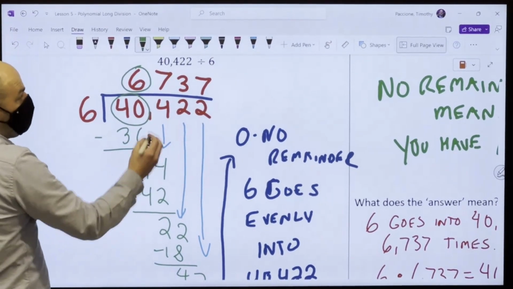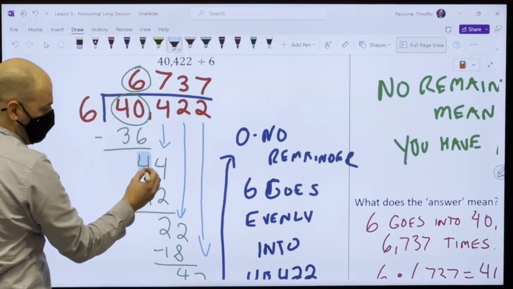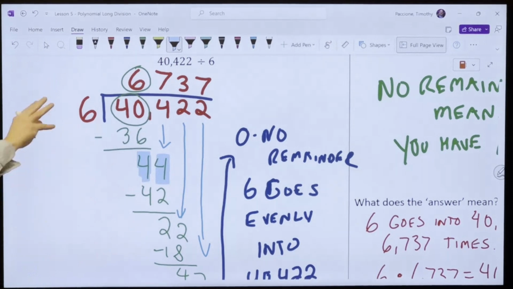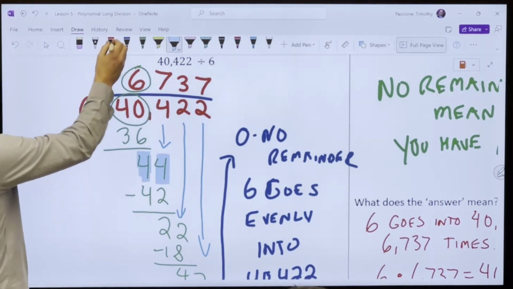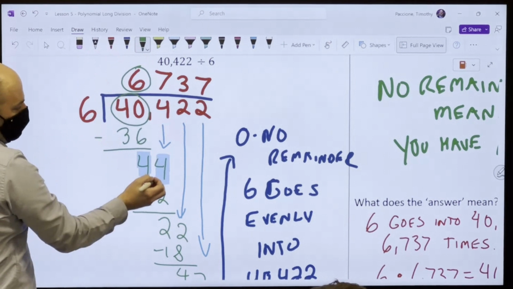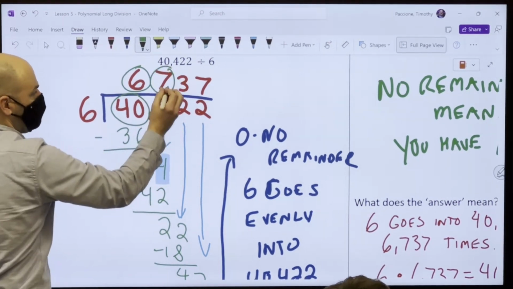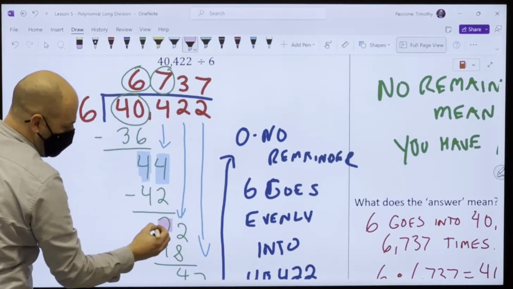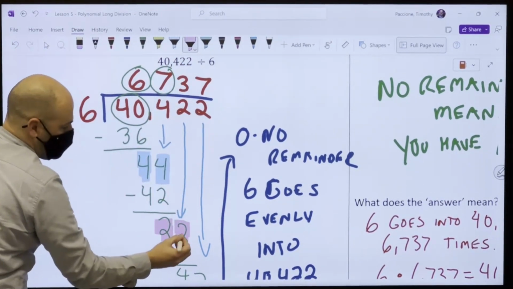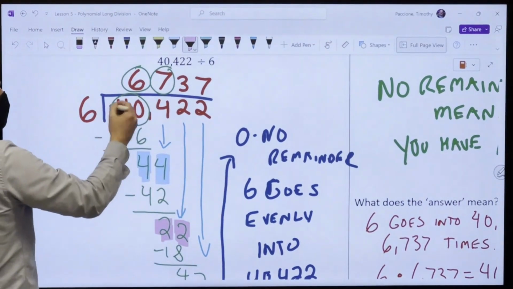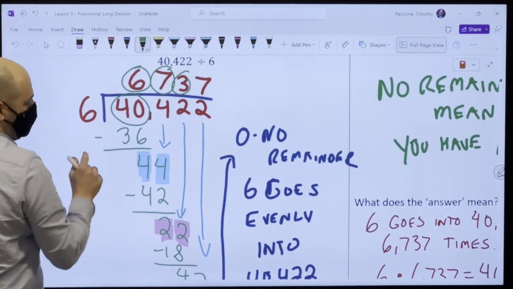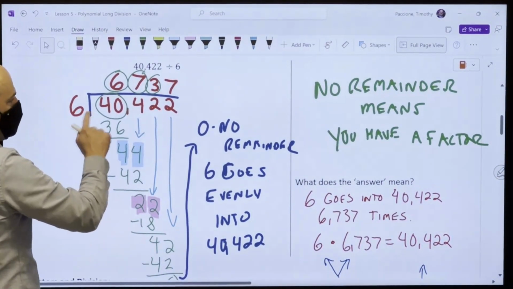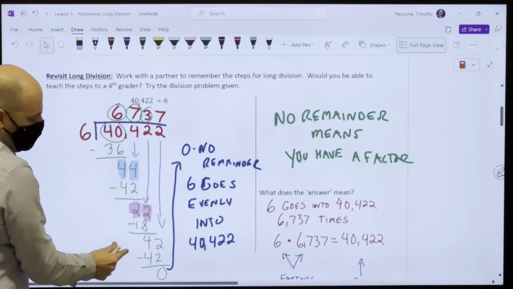When you do, you get a new number, 4. And then you bring down the next piece, and you get 44. And you repeat the process over and over. Then I say, how many times does 6 go into 44? 7 times. 7 times 6, that's 42. Subtract, that gives me 2. Bring down the next piece. How many times does that go in? 3 times. 3 times 6, that's 18. Bring it down, 42. 6 times 7 is 42. Subtract 42, get 0.